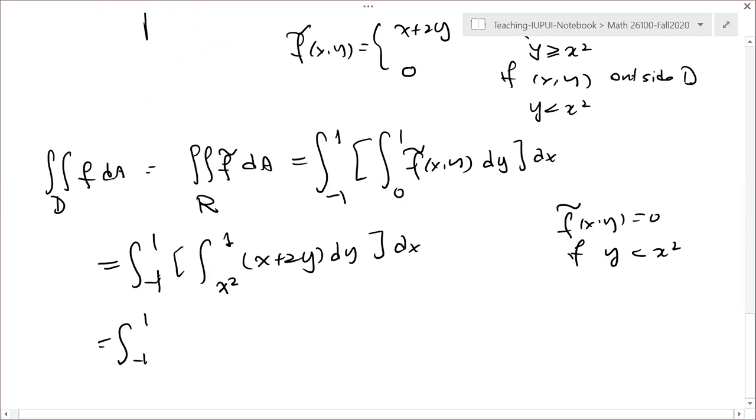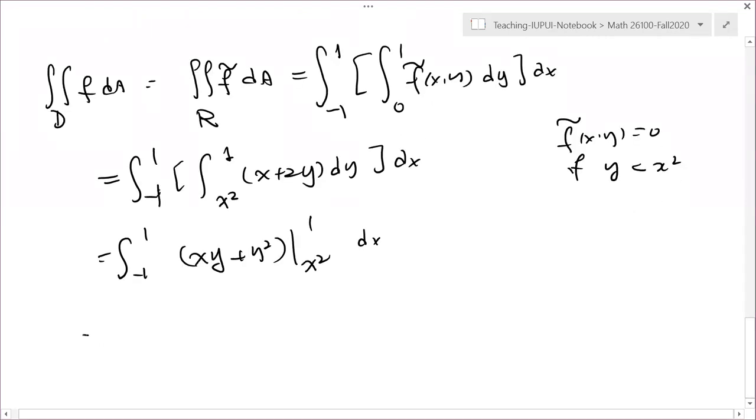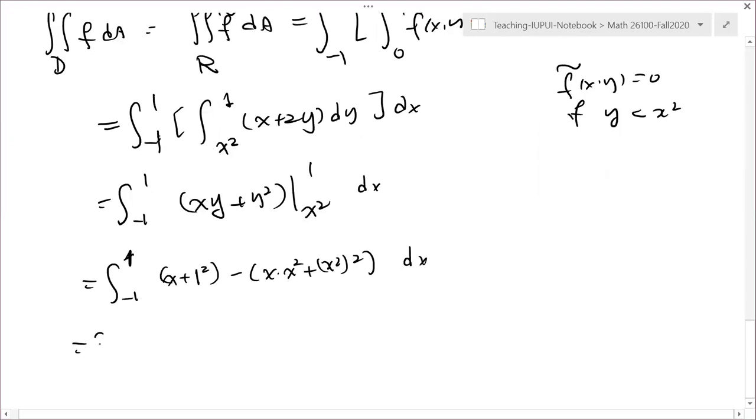All right. Now, x plus 2y, the antiderivative with respect to y will be xy plus y squared. Okay. Then you plug in. You plug in 1 for y: x plus 1 squared, minus x times x squared plus x squared squared. So you get a polynomial, with every place where y is replaced by x squared. Okay, let's simplify a little bit. I have a 1, I have an x, I have minus x squared, minus x cubed, minus x to the fourth power. So this is a polynomial, not too bad.